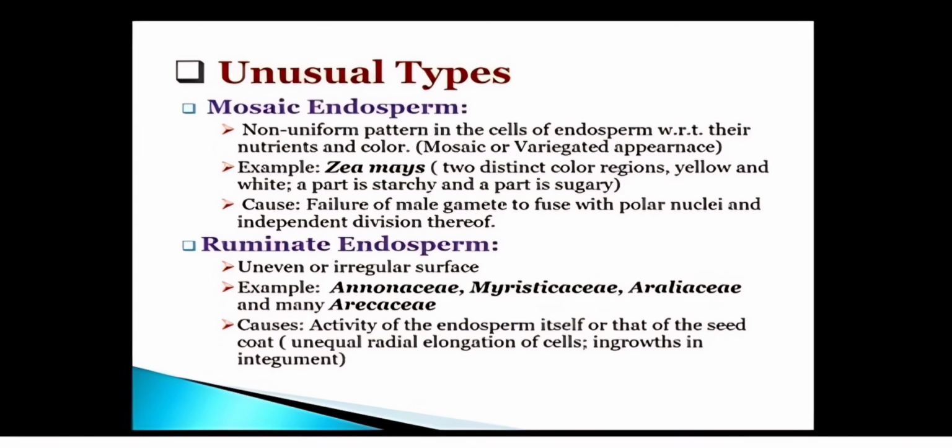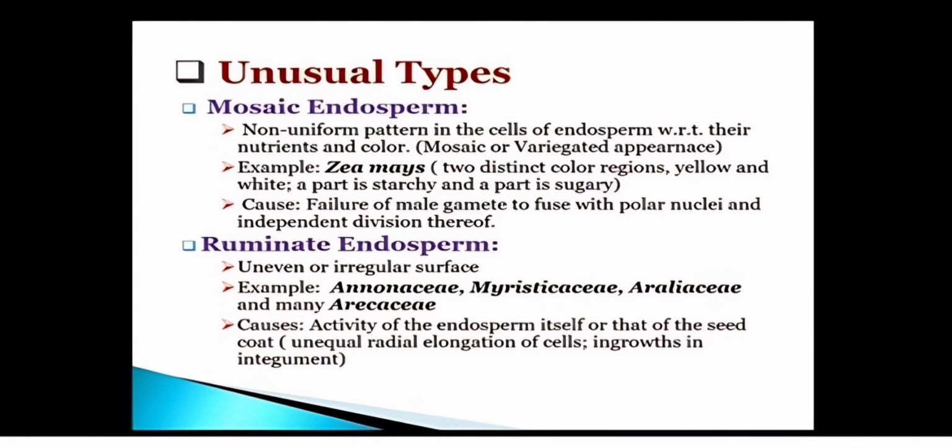Next, the second type is the ruminate. In this ruminate type of endosperm, the endosperm has an uneven or irregular surface. For example, in the Annonaceae family, we observe this ruminate type of endosperm. On the basis of morphology, 7 types of ruminate endosperm have been differentiated, namely Passiflora type, Verbenaceae, Annonaceae, Myrtaceae, Coccolobaceae type and Spigelia type. So according to the morphological differences, they are called the ruminate type of endosperm.